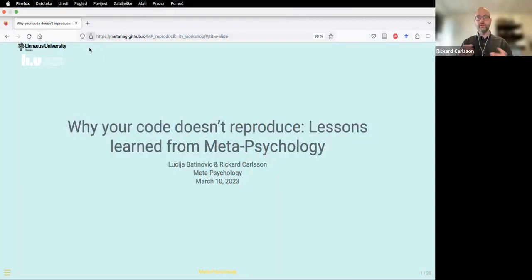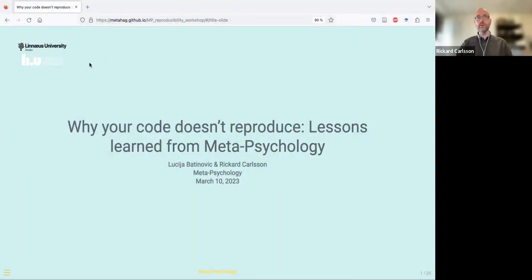So welcome everyone to this workshop on computational reproducibility. We're going to focus a lot on why the code doesn't reproduce. It's based on what we've been working on at the journal I'm editing, and Lucia, who is going to do most of this talk, is the computational reproducibility checker and journal assistant at the journal.